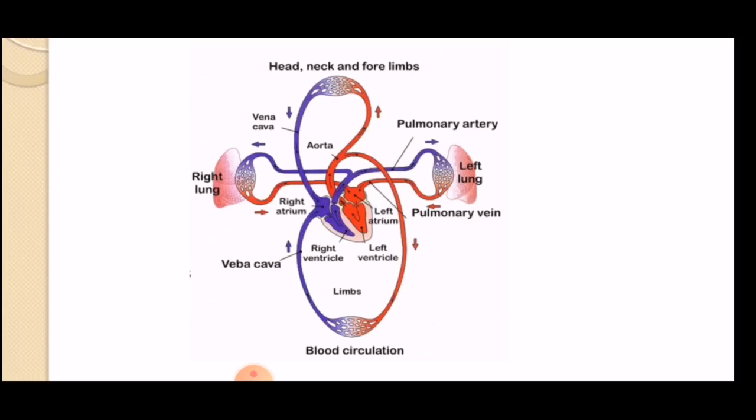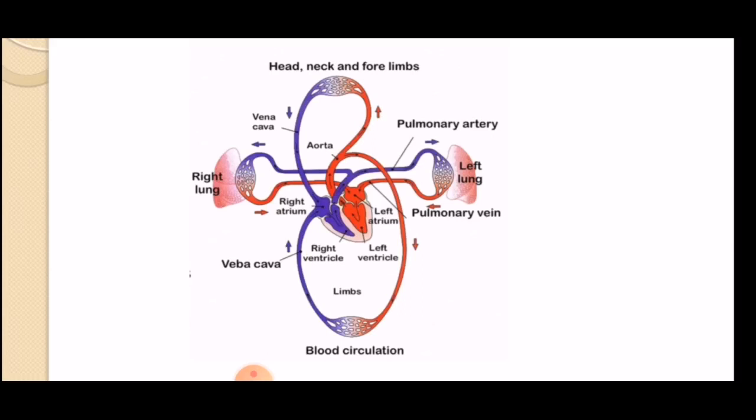Number 4, the blood comes from the two lungs and returns to the left atrium through the pulmonary veins. We said that the pulmonary veins are the exception of veins that carry blood rich with oxygen, oxygenated blood, from the two lungs to the left atrium.